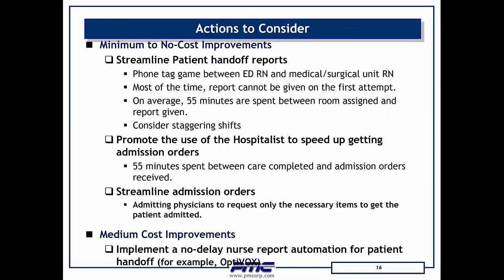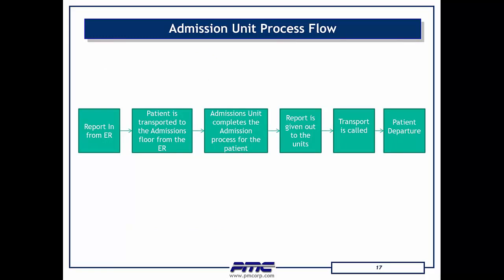Again, we recommended some actions to be considered. Then the other thing we looked at is the admission unit process. We wanted to see what is causing the delays in the admission unit process. So let's say the ER nurse was able to contact the RN at the respective floor, and she was able to give a report. Once the report is given, the admission unit completes the admission process for the patient.